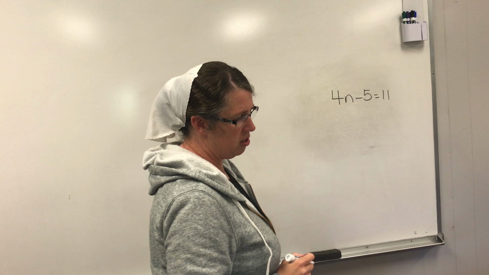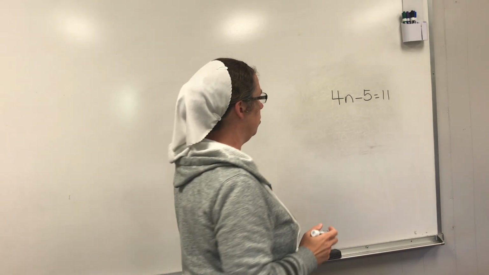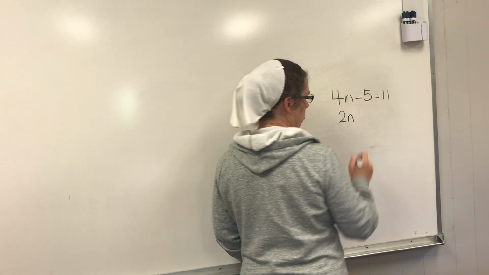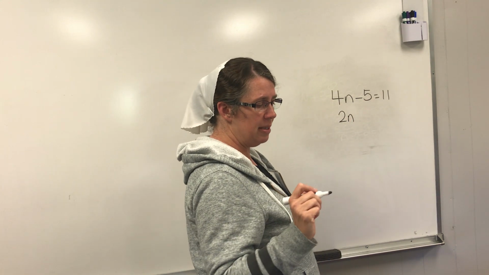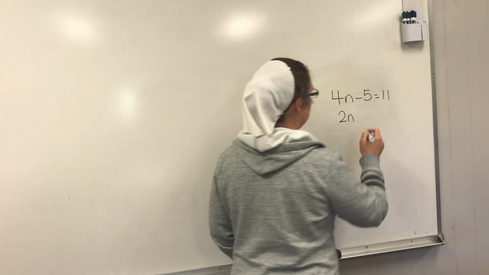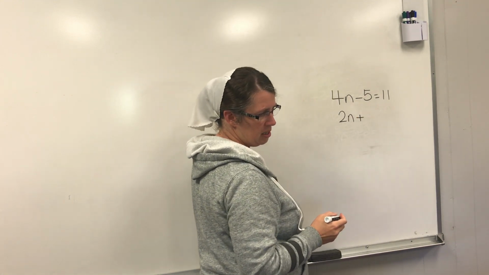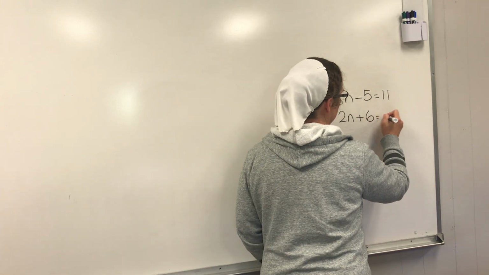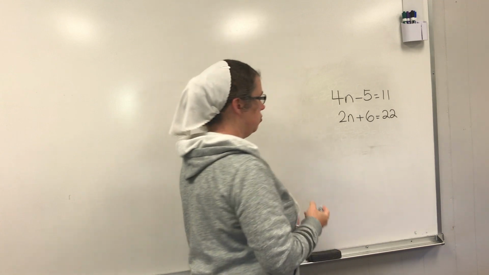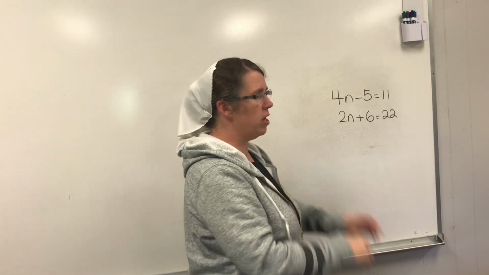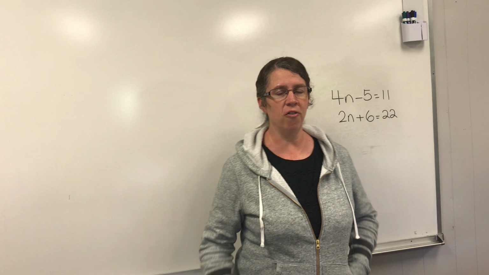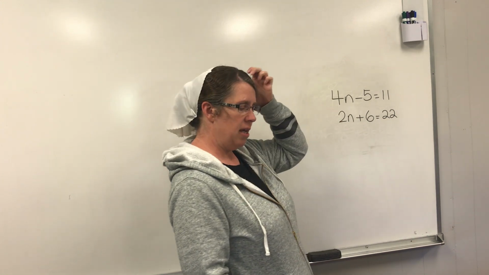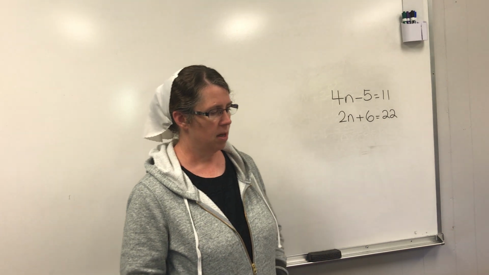All right, Cheyenne, this is yours. Twice a number is written like 2n. That's right, 2n. Increased, that means adding. Increased by 6 equals 22. All these equations, guys, you know how to solve these equations, but now we've learned how to write out the equations and then be able to solve them.